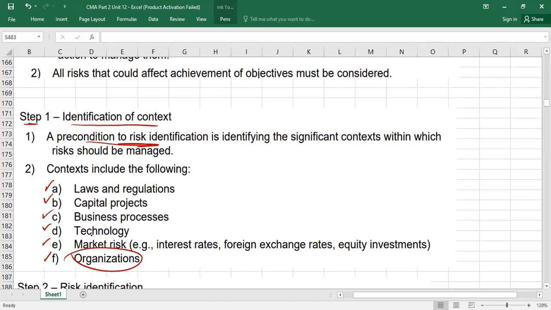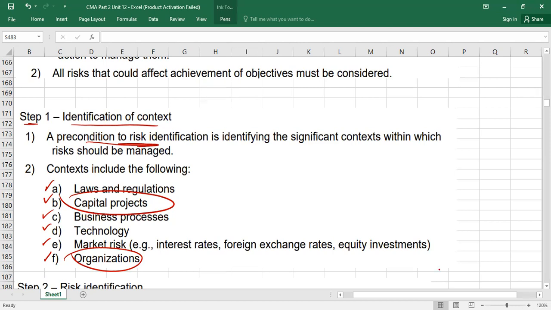I told you risk management should be there at all levels, but in the identification of context, for example, maybe I'm going to start a new project and I just want to see which kind of risks are there in this project. So I have to decide context first. Context means the area within which risk should be managed. You have to decide the specific area in which you want to identify the risk. This is what is called identification of context, the precondition to risk identification.